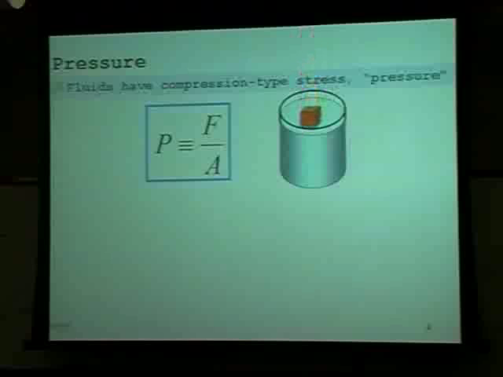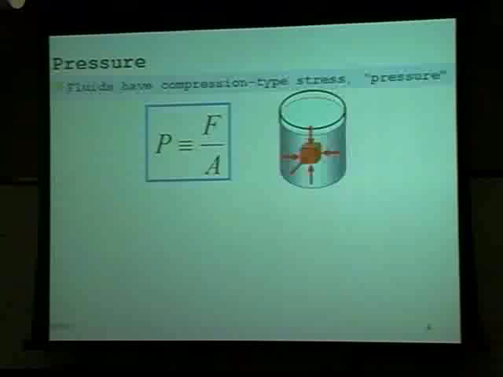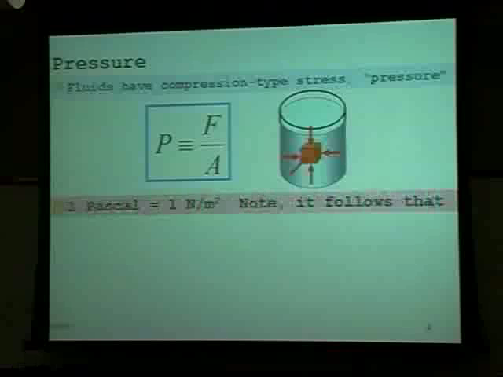So if I were to submerge this object within this fluid, there would be a certain amount of force applied by the fluid on the surface area of that object, and I would define that as being pressure, force over the area of that object. The unit of pressure is the Pascal, and that would be a Newton per meter squared.